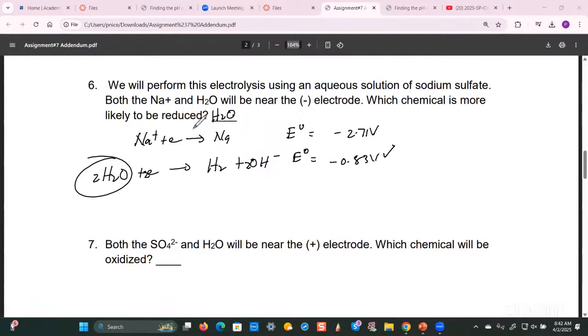So that's basically how you determine which of the species will undergo reduction, right? There are two possibilities. One will be sodium, the other one will be water. You look up the EMF values for those reductions, and you'll see that it's the water that will be more likely to undergo reduction, all right? Any questions about this? Any questions? Okay, let me clear this.